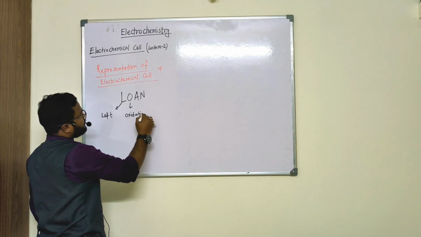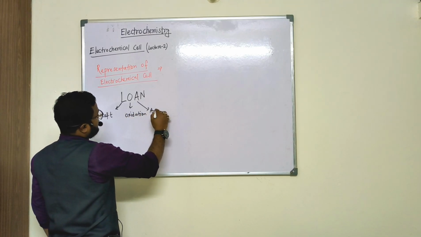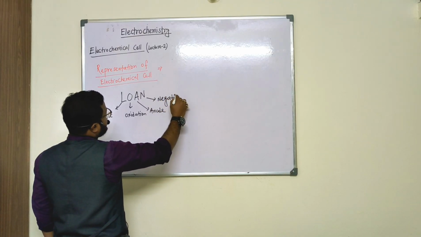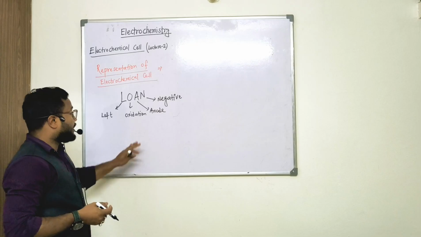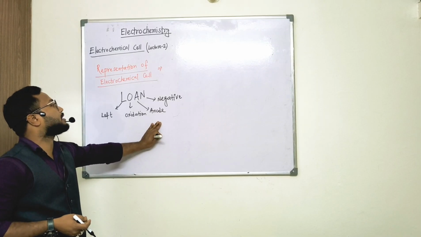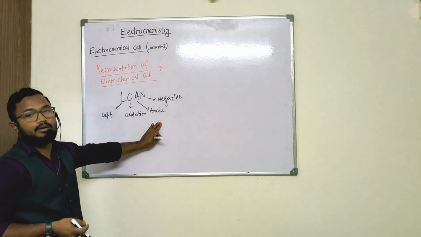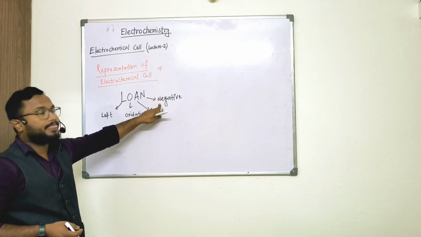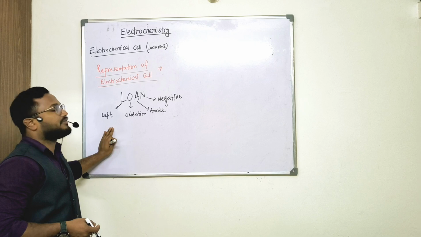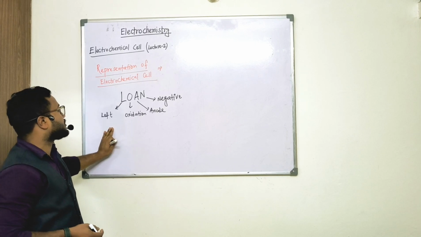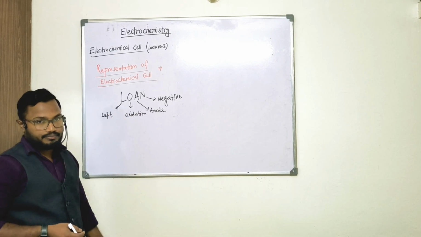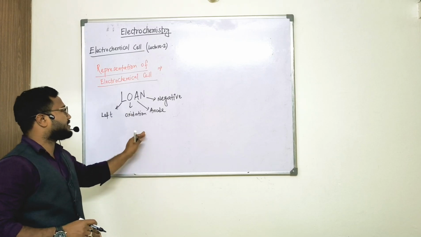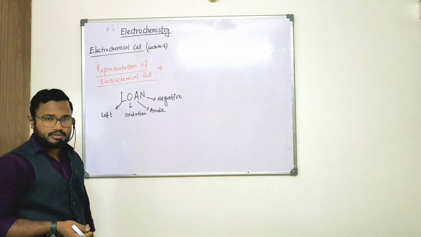oxidation, anode negative. So on the left side there will be oxidation, and the anode will be present on the left in the electrochemical cell. N stands for negative. When we are discussing a galvanic cell, we follow this method: left oxidation, anode negative. Whether it is a galvanic cell or an electrolytic cell, it does not matter, the anode will always undergo the oxidation reaction.